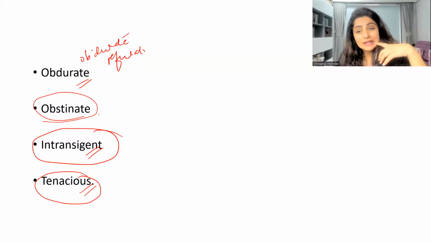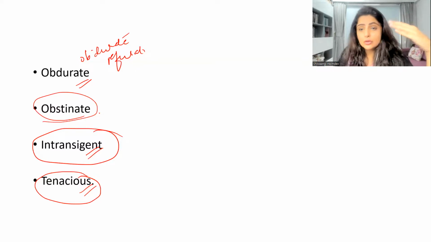Okay. However, the personalities who are not willing to change their opinions, attitudes, behavior, no matter whatever the situation is, with missing sensitivity in their persona, you can use these words obdurate, intransigent, and tenacious. Okay. So that's about it in today's video.